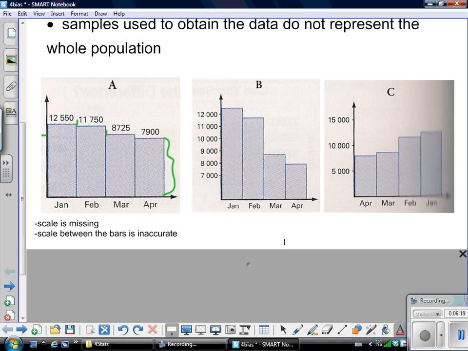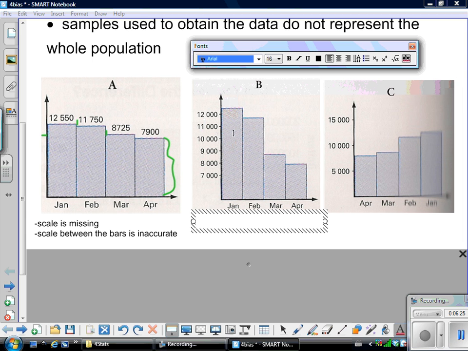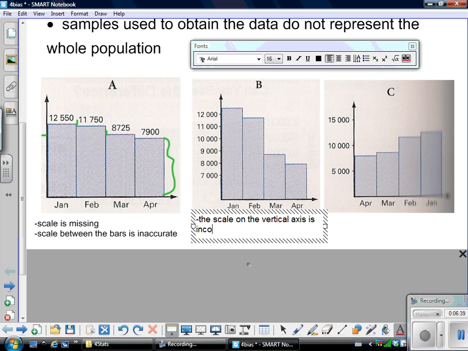Now, if we looked at this one here, we know that this scale is wrong. Even though they've given us a scale, the scale is incorrect. The scale on the vertical axis is incorrect.